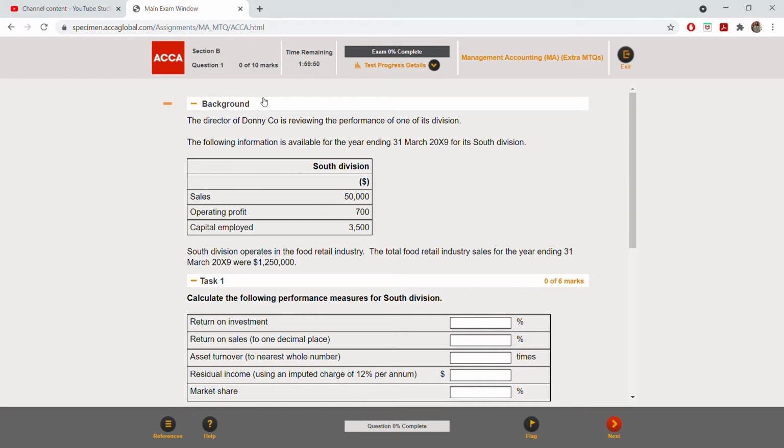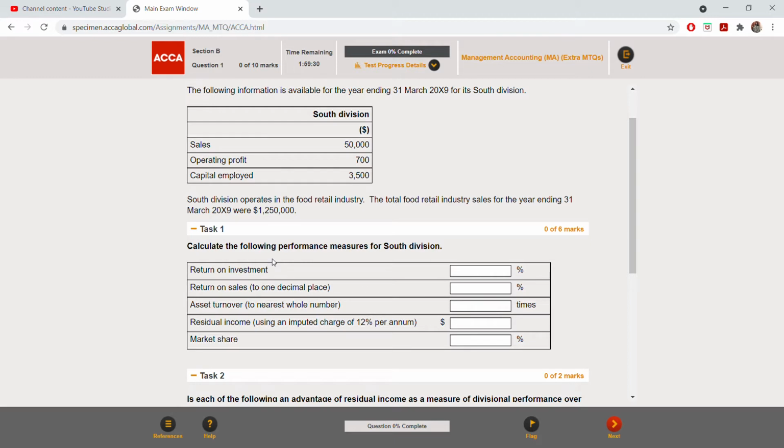The director of Dhoni company is reviewing the performance of one of his divisions, South Division, and they have given you the sales, operating profit and capital employed. South Division operates in the food retail industry. Task 1: calculate the following performance measures for South Division. When you saw my part 2, we did something similar: return on investment, return on sales, asset turnover. The only two new things are residual income and market share, but the first 3 ratios we have done there.